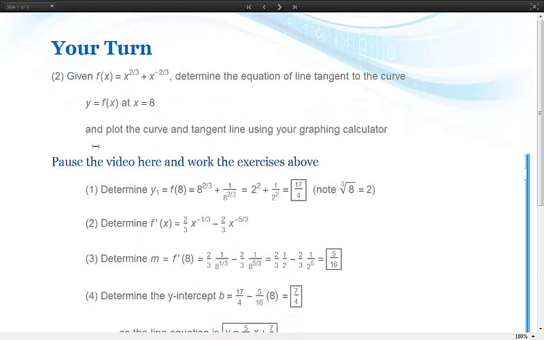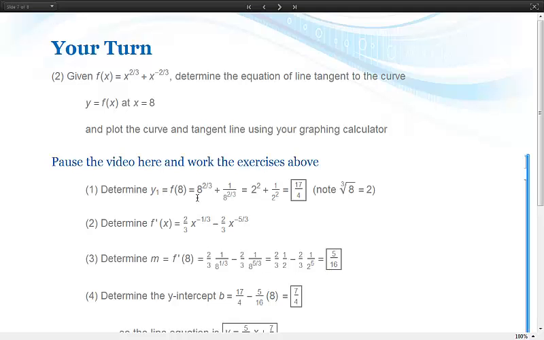First thing we do is find the y associated with my x. So I plug 8 into my function. That's 8 to the 2/3 plus 1 over 8 to the 2/3. Remember, x to the minus 2/3 is 1 over x to the 2/3.